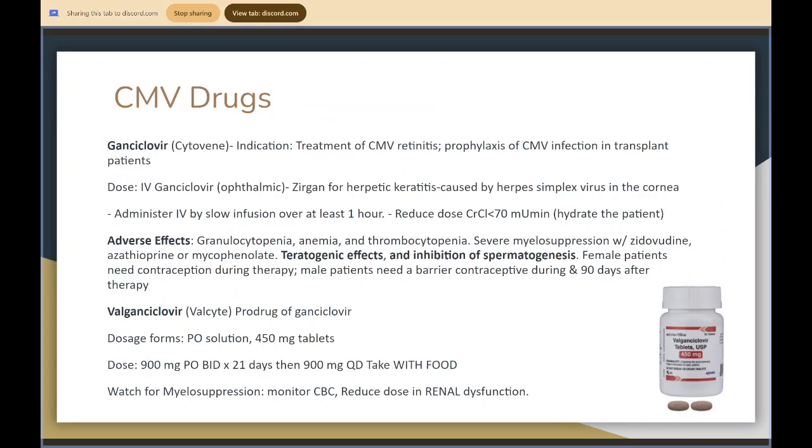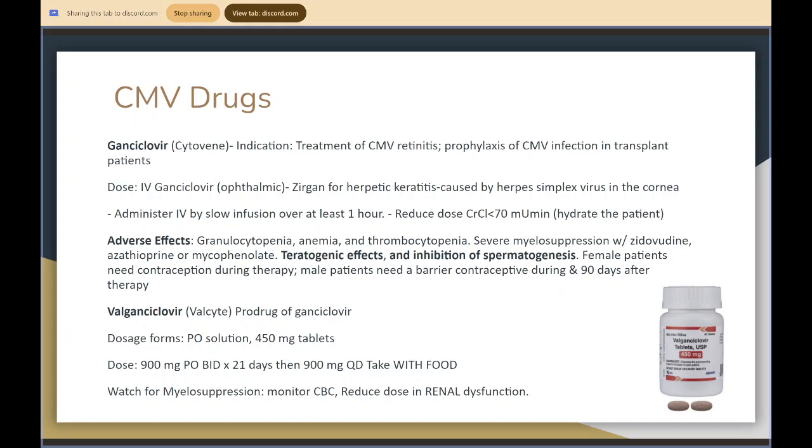So let's talk a little bit about each of the drugs. Bottom right, we have a graphic for Valcyte. Valganciclovir is the prodrug for ganciclovir. Dosage form is PO. They're 400 mg tablets. So the dose will be 900 mgs orally BID for 21 days, followed by just 900 mgs once daily, take with food. We'll watch for myelosuppression, monitor CBC, and reduce dosage in renal dysfunction.